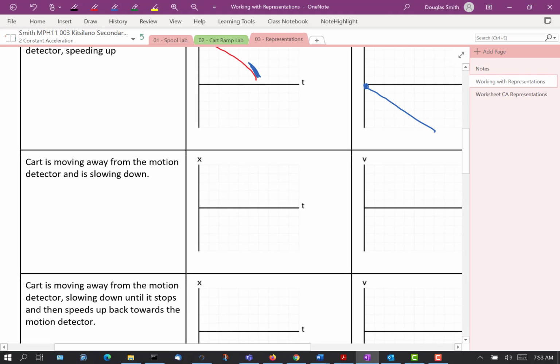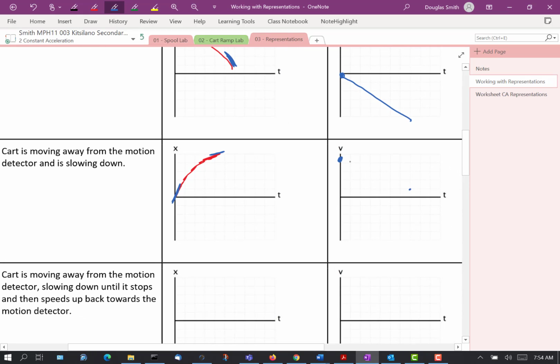The cart's moving away from the motion detector and slowing down. So it's starting from, say, position 0, moving forwards, but it's slowing down, going from steep slope to low slope. In terms of velocity, this is positive. That tangent line is positive and big, something like this. And sometime later it's still positive, but not very big, so maybe something like this. So it's slowing down. It's always positive velocity, so it's always moving forwards, but it's slowing down.